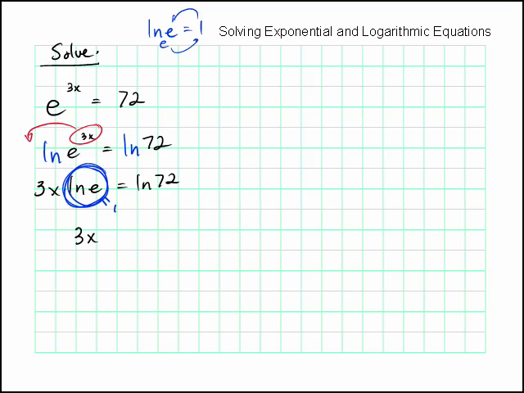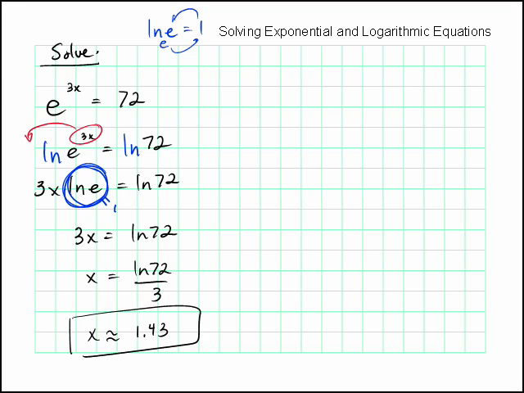So that gives me 3x equals natural log 72. Divide by 3. The natural log of 72 over 3 is my answer. I want a decimal approximation to that, so I can use my calculator. Natural log 72 divide by 3. You should have about 1.43 as our answer. Let's try one more. Let's try e to the 2t minus 1 equals 5.